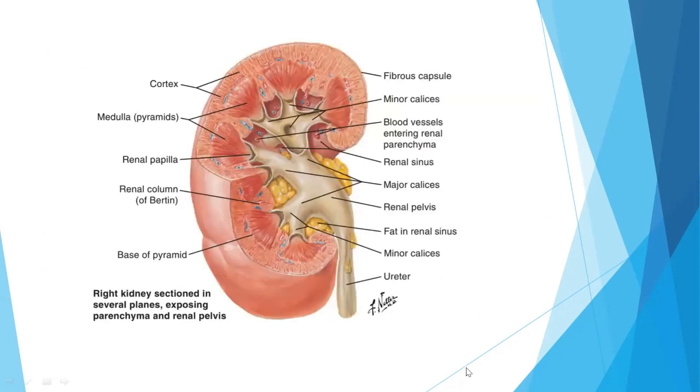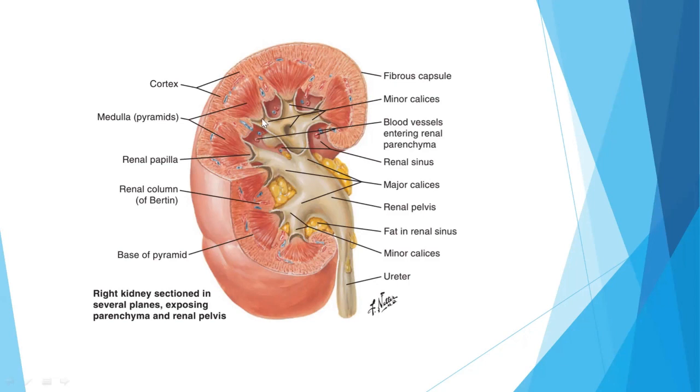So here we have the cut section of the kidney. This right kidney section in several planes, exposing the parenchyma and the renal pelvis. The kidney is covered by a fibrous capsule, and after that you have the cortex, and then the medulla. This medulla contains the pyramids, and these all join and form a renal papilla, and in between the two renal medulla we have the renal column of Bertin, and this is the base of the pyramid.